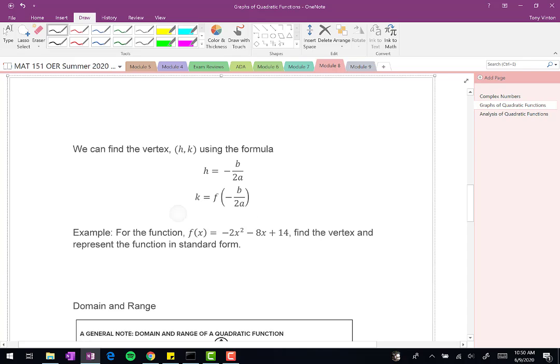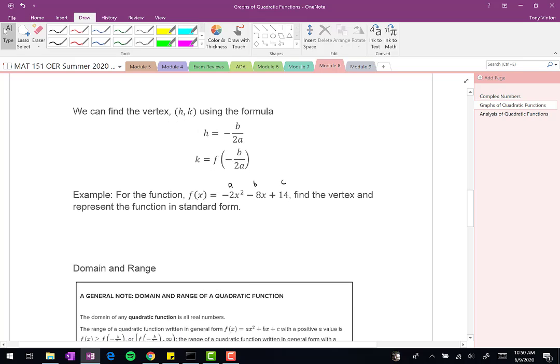If I define my a, b, and c, there's a, which is negative 2, b, which is negative 8, and c, which is 14. Then I'll have h, which is equal to negative b over 2a, or negative 8 over 2 times a, which is negative 2. What I'll end up with is 8 over negative 4, or negative 2.